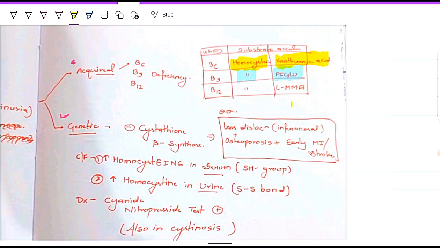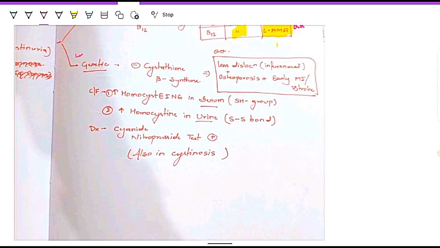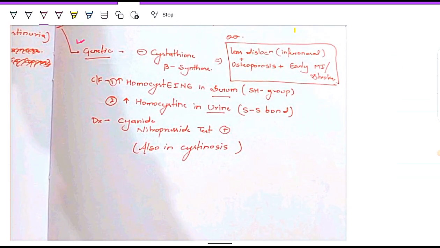for formiminoglutamic acid. It's called that, but the full form is not very important, just remember the name: the Figlu test will be positive. And in case of B12 deficiency, there will be elevation of homocysteine as we saw in the previous slide, and also there will be accumulation of methylmalonic acid, a very important point, repeatedly asked in exams, methylmalonic acid, okay. So this is all about acquired homocystinuria.